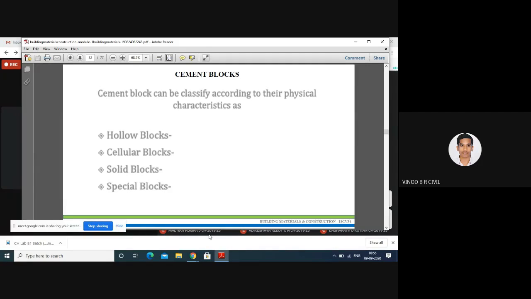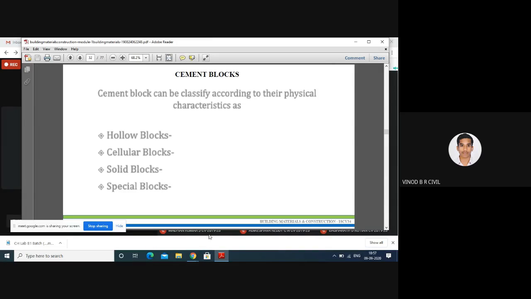In today's class, we already know there are different types of bricks: clay brick, cement concrete blocks, alloy brick, solid brick, fly ash brick, black brick, and so on. As per your syllabus, red brick is one of them and the next one is cement concrete blocks. Cement concrete blocks can be classified according to their physical characteristics, based on material, weight and density.